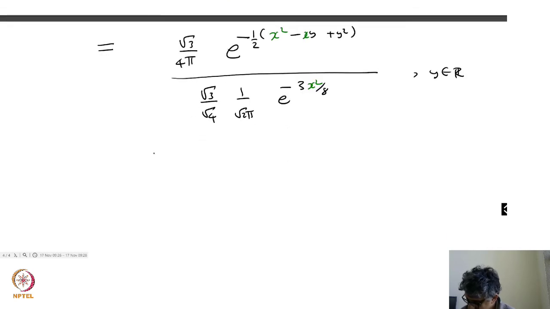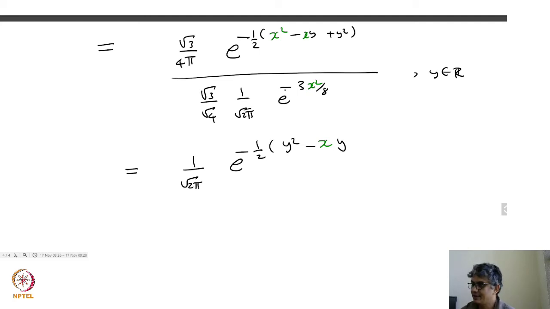I get the same as root 3 by root 4, all cancel off. I just get 1 over root 2 pi, and I get e to the minus 1/2. I'll have a y squared at the top, the xy will be there, so I'll write minus xy. Then I bring this up. If I bring this up, I should get 3 by an x squared there. So it's minus xy, and I'll get a plus x squared by 2. That's exactly right here, so I'll do it again in green. That's the algebra you can do.